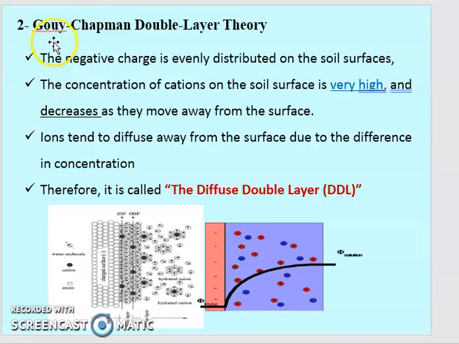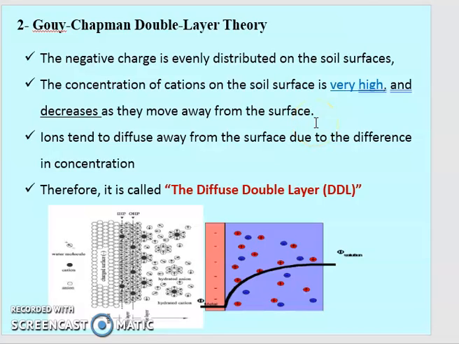The second is the Gouy-Chapman double layer theory. Gouy-Chapman double layer has some assumptions. The first is the negative charge is evenly distributed on the soil surface. The concentration of cation on the soil surface is very high and decreases. So the concentration is very high near the surface and decreases as they move away from the surface.